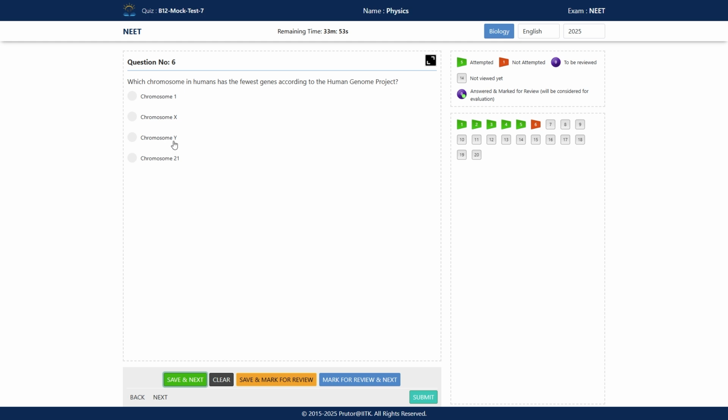So here the correct answer will be chromosome Y. Okay, this is one of the sex chromosomes present in males. So it has the fewest genes. Clear?